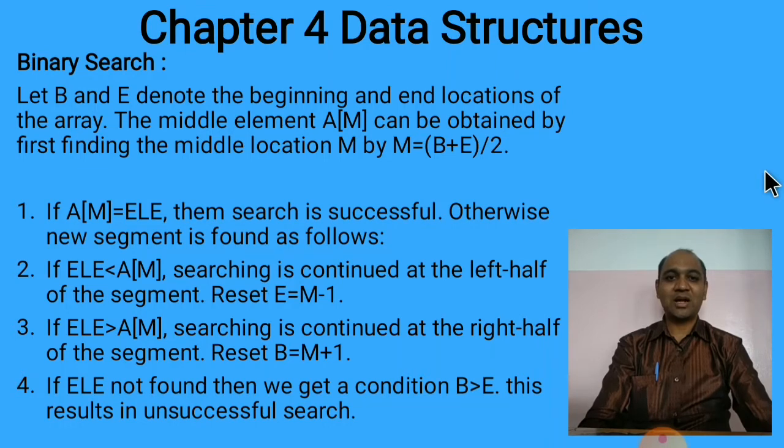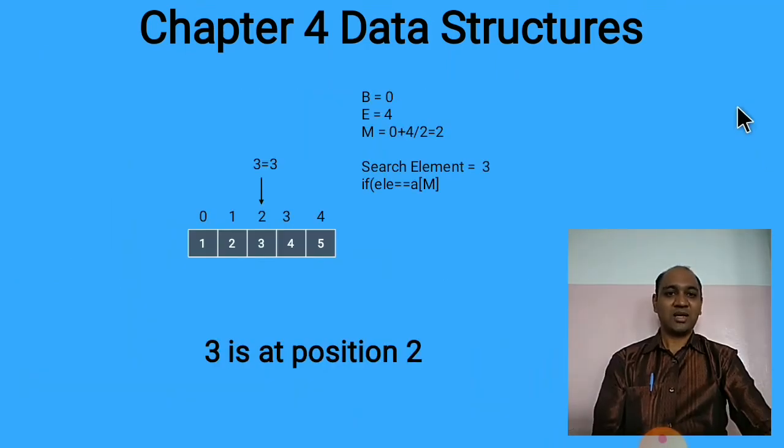This results in unsuccessful search. So let us take an example here. You can see I have taken 1, 2, 3, 4, 5 elements, whose index starts from 0, 1, 2, 3, 4. Beginning is 0, ending is the last index number. Mid can be determined by adding the lower bound 0, that is beginning, plus the upper bound, that is ending, divided by 2, which is equal to 2.